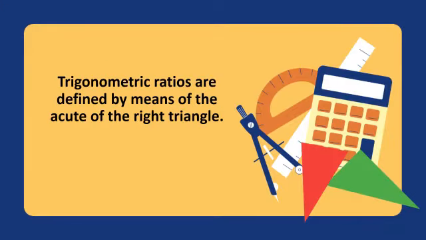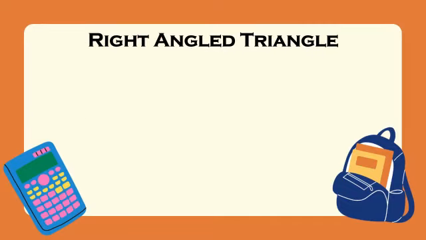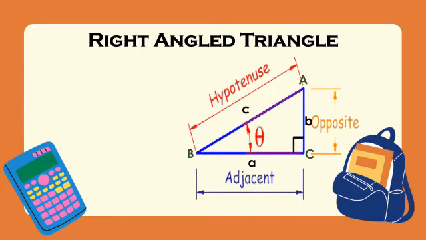Trigonometric ratios are defined by means of the acute angles of the right triangle. Let's discuss the right angle triangle. We all know that a right triangle is a triangle whose one angle measures 90 degrees.